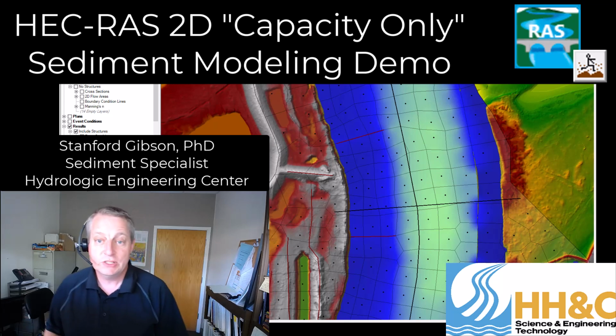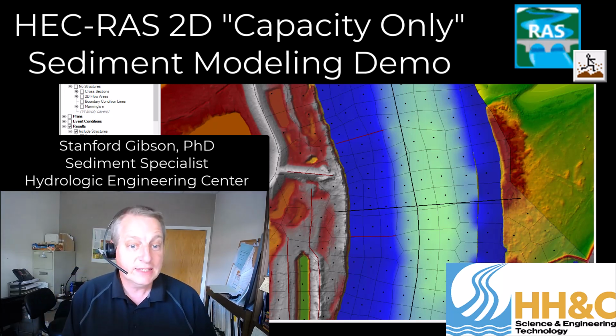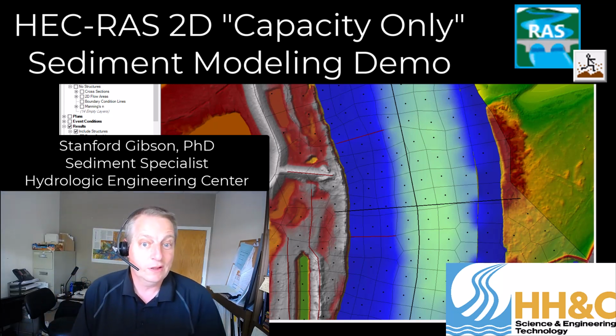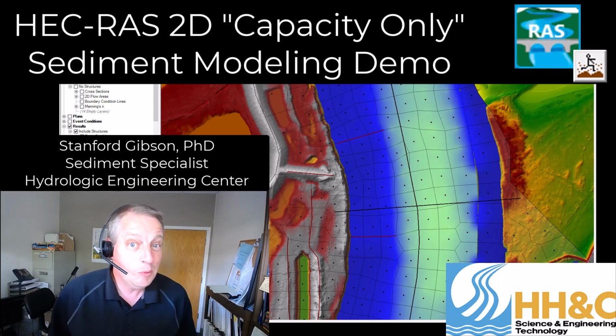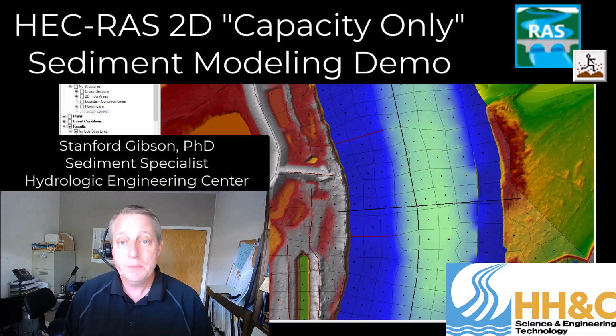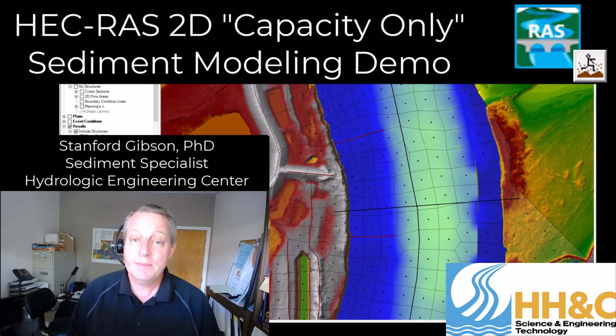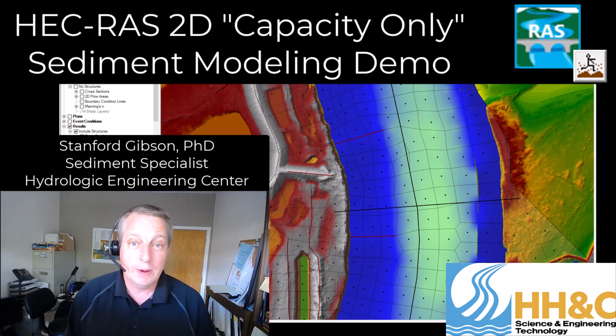So today I'm going to demonstrate how to build a capacity-only sediment transport model in 2D RAS. The capacity-only model is a way to do simplified, heuristic-based sediment transport modeling without mobile bed. You still need to build a sediment file, but it's a simplified sediment file, and we can move through it pretty quickly here. So I'll just show you how to do it.